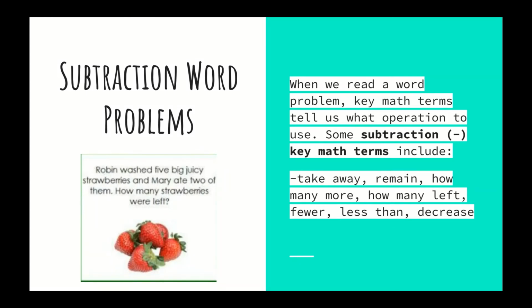So Robin washed 5 strawberries and Mary ate 2 of them. Okay, so if she ate them, they're no longer there. They've been taken away. So I know how many left tells me to subtract. 5 minus 2 is 3. That is my difference. 3 strawberries were left over.